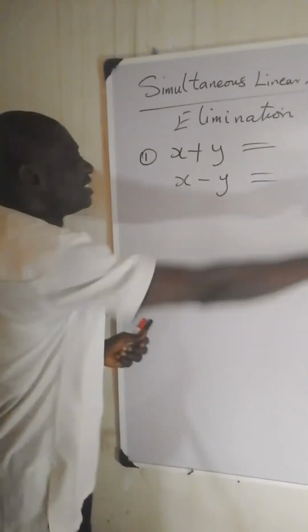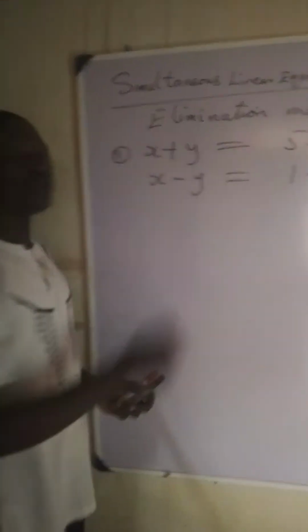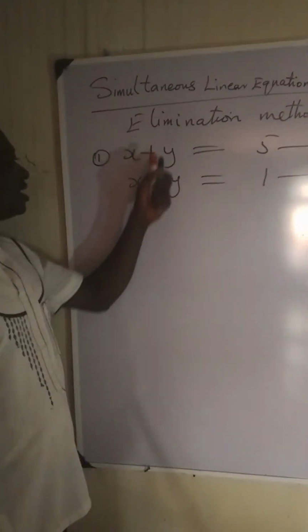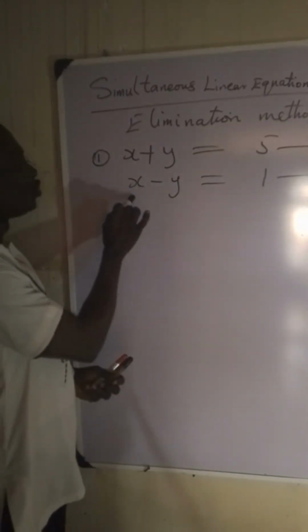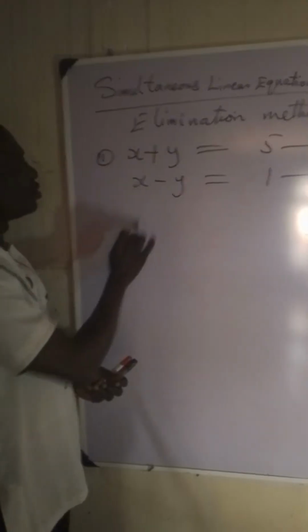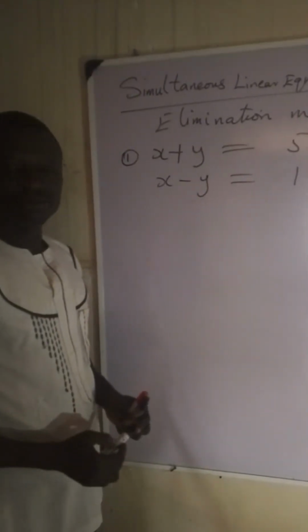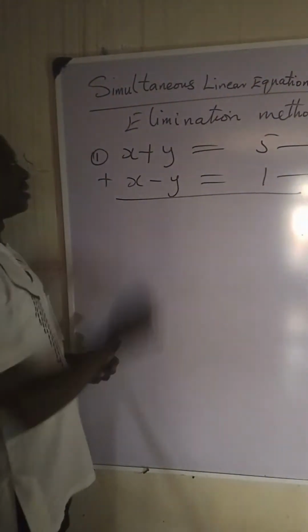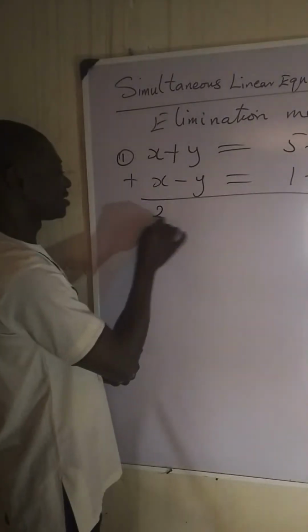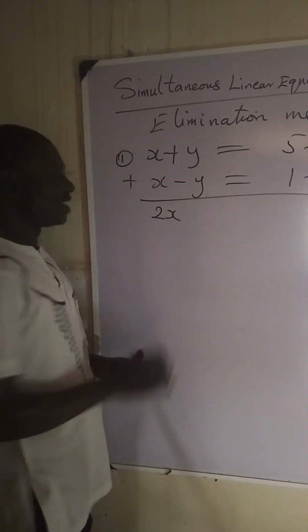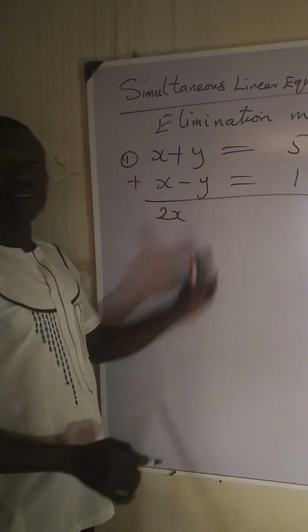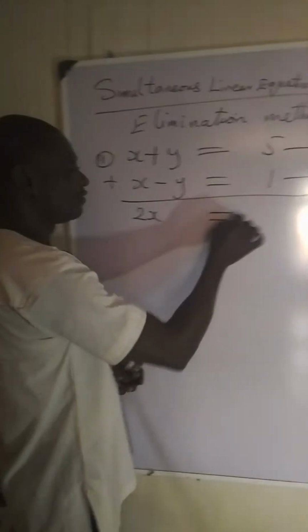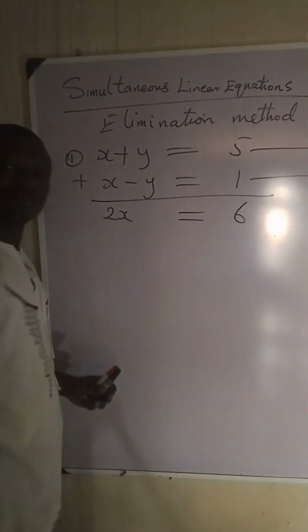If we add equation 1 and equation 2 now, it will eliminate y. If we subtract equation 2 from equation 1, we eliminate x. Let us eliminate y by addition. Adding this will give us 2x. Adding will give us 0. Y plus y minus y will give us 0. And adding 5 to 1 will give us 6.